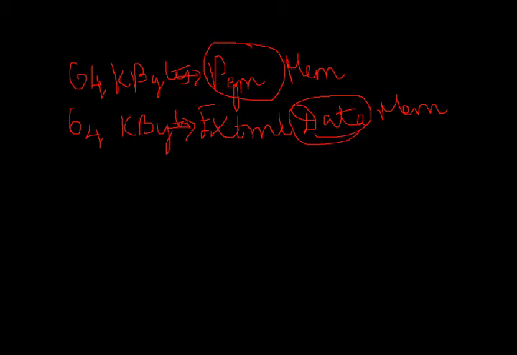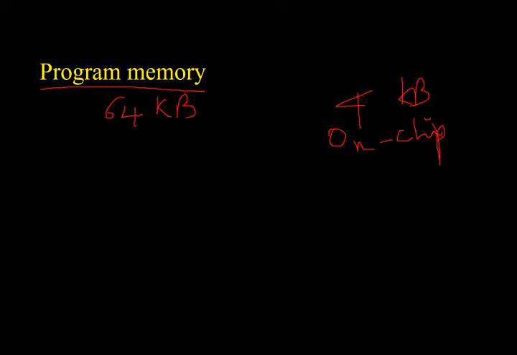Now if I want to talk about the program memory, that is the first one. It will be of 64 kilobytes, as we have learned so far, and it will also have 4 kilobytes of on-chip ROM. So program memory is of two different types: you have 64 kilobytes of program memory along with 4 kilobytes of on-chip memory.